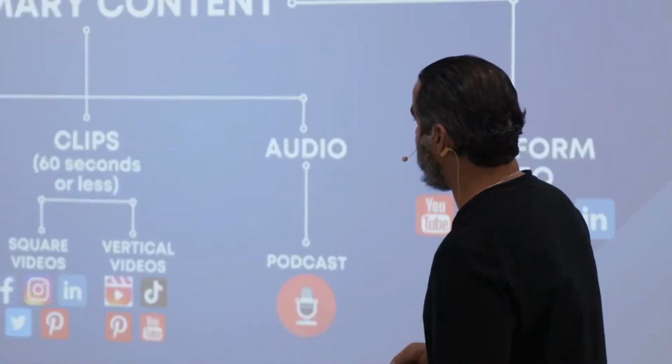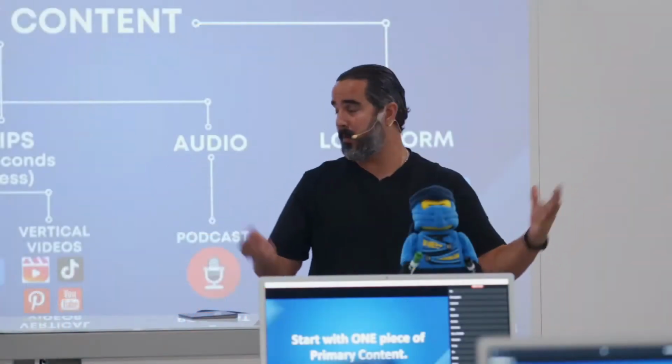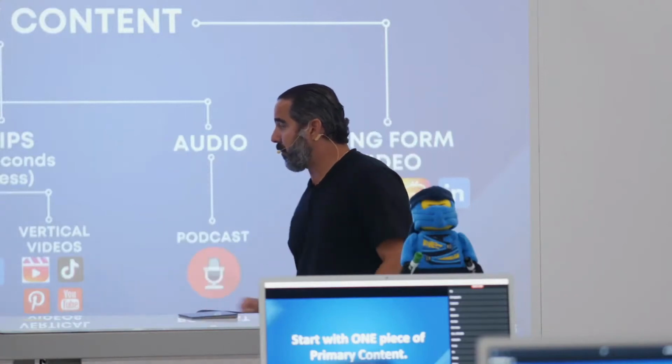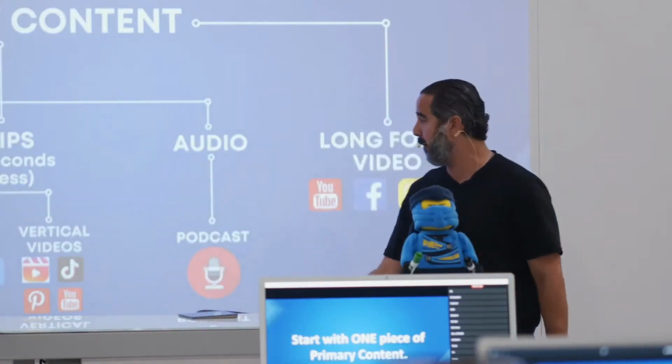Video clips and images. Here's an example of how this chain starts looking. Primary content, we turn that into quotes, and I'll show you some examples in a second. They go on Facebook, Instagram, Twitter, Pinterest, and LinkedIn. We call them quote cards, meaning the team takes a little message from my video, puts a little picture around it, makes it a message, and distributes it on social media. Then clips, 60 seconds or less. We make square videos for all those platforms, and we make vertical videos for all those platforms.